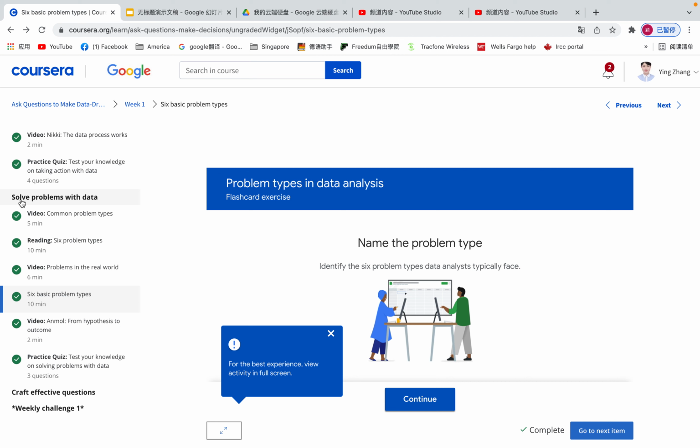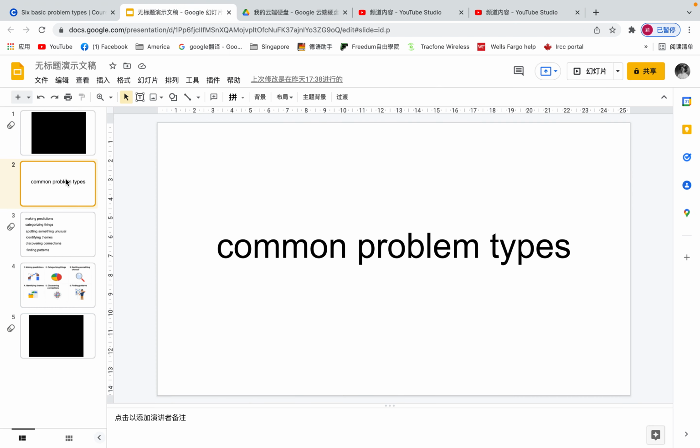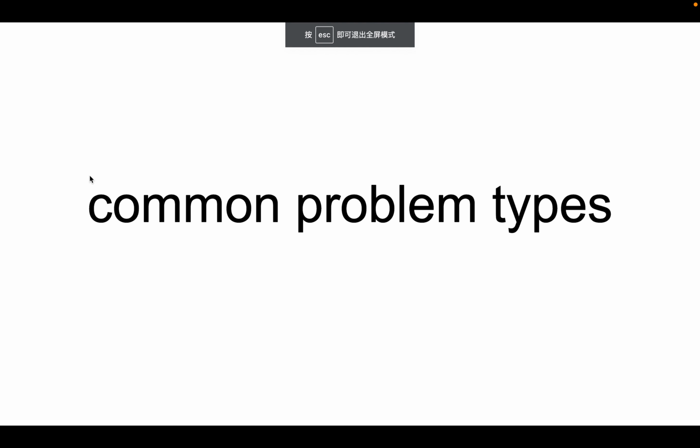This is about solving problems with data. Let's take a look at my PowerPoint. Yeah, common problem types. Let's take a look. Making predictions. Right now, we just speak out these terms, and you can think about whatever is related to the terms. We'll explain later.